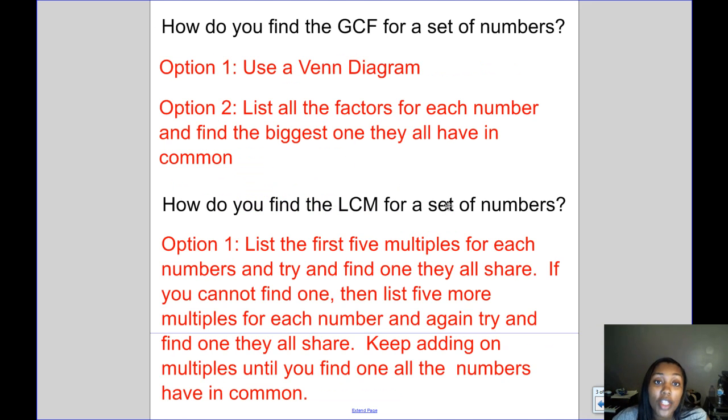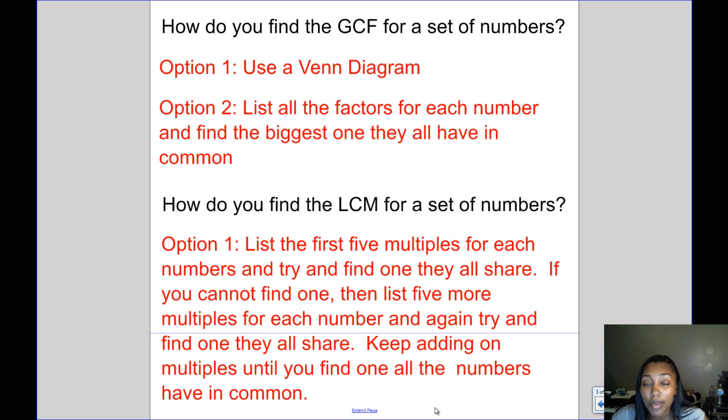So how do you find the GCF for a set of numbers? You basically have two options. The first option is by using a Venn diagram. The second option is that you're going to list all the factors for each number and find the biggest one they all have in common. And sometimes the problem with option 2 is if you don't list all the factors, you might actually miss the greatest common factor.